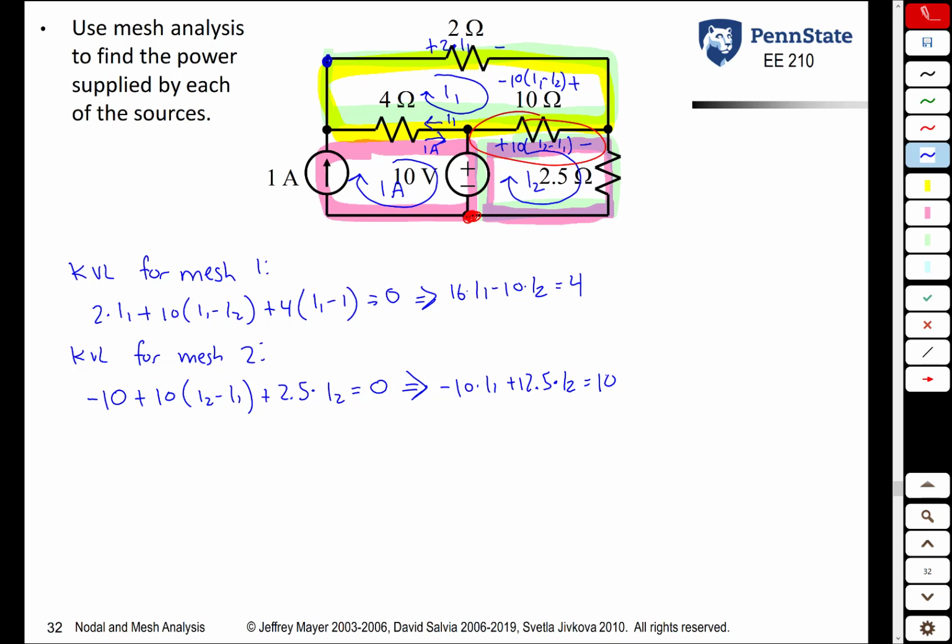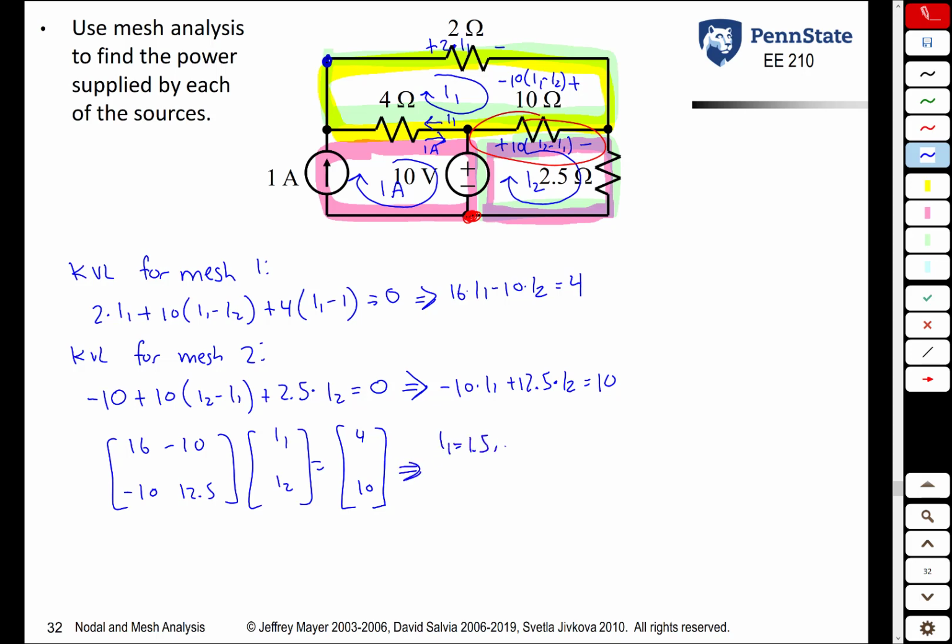Two equations and two unknowns. We could set up our matrix if we want. 16, minus 10, minus 10, 12.5, times our current vector I1, I2, is equal to 4, 10. Solving this, we get I1 is equal to 1.5 amps, I2 is equal to 2 amps.